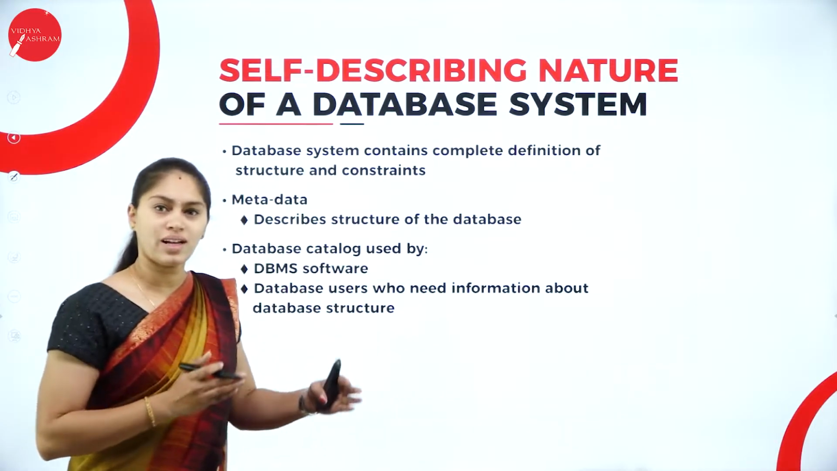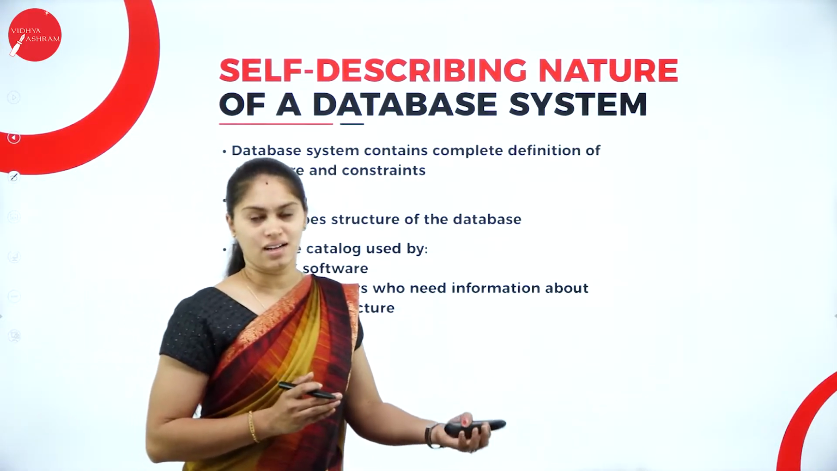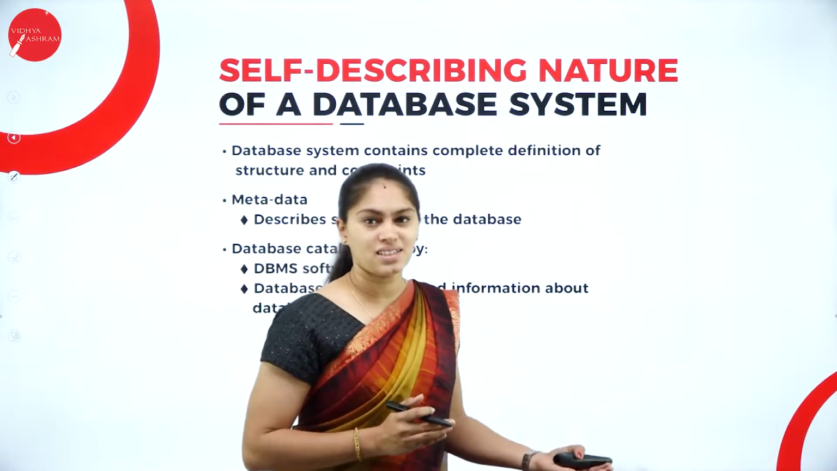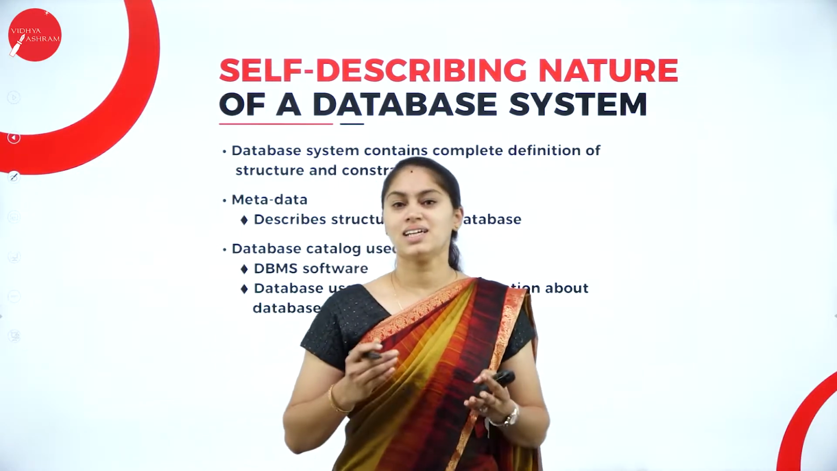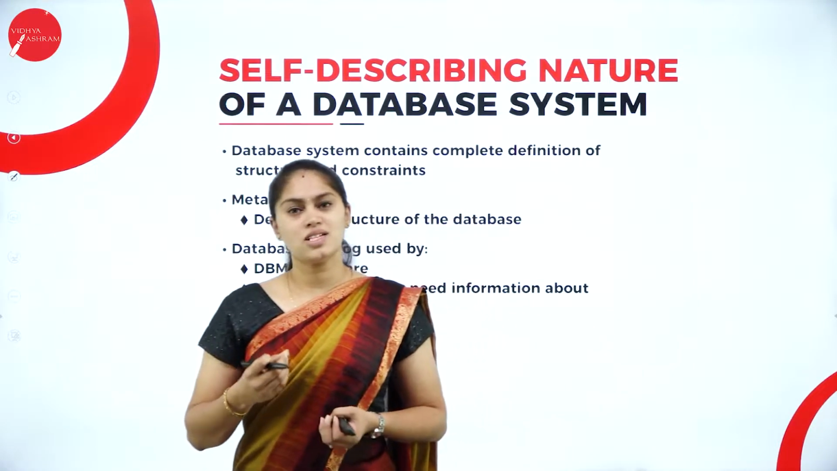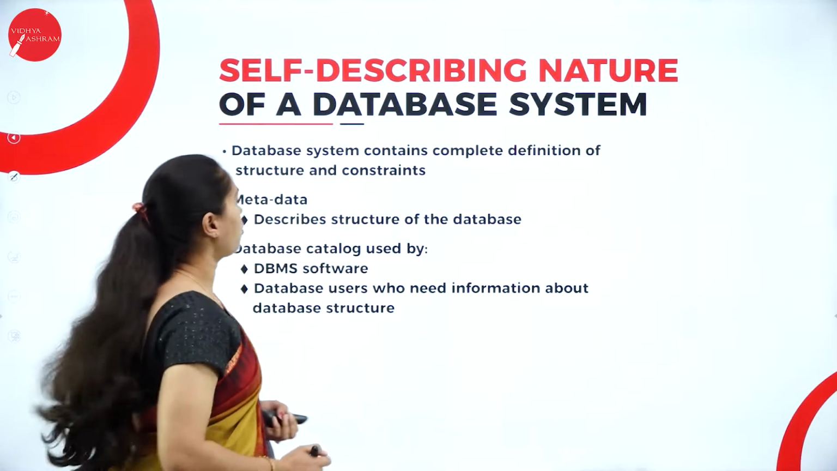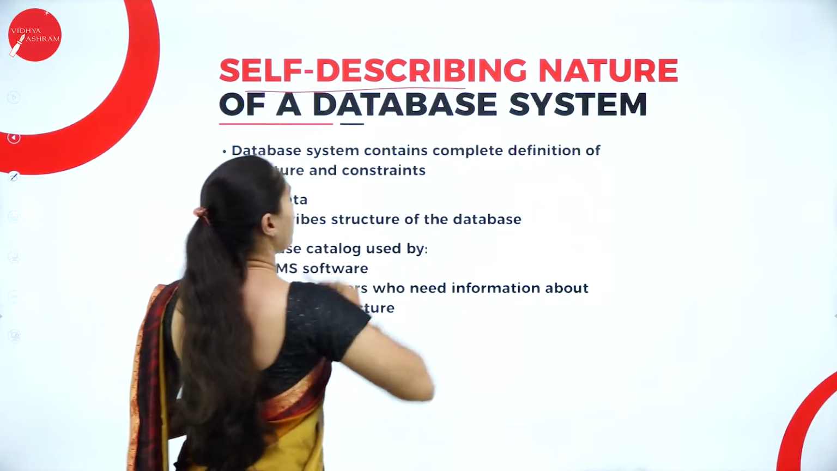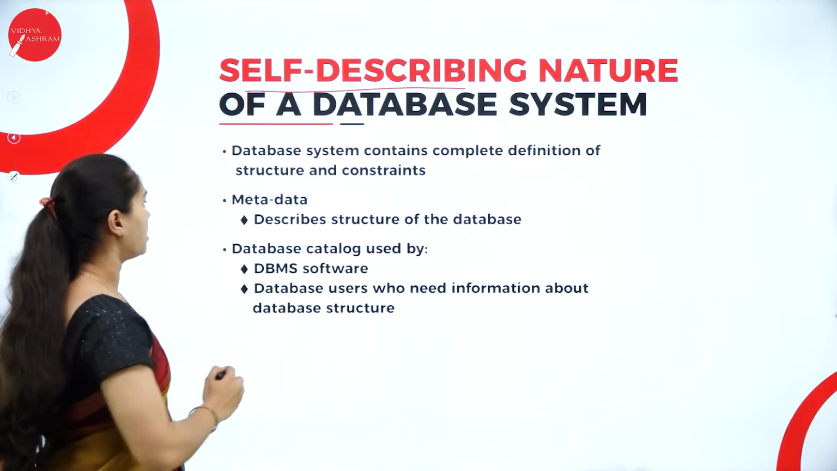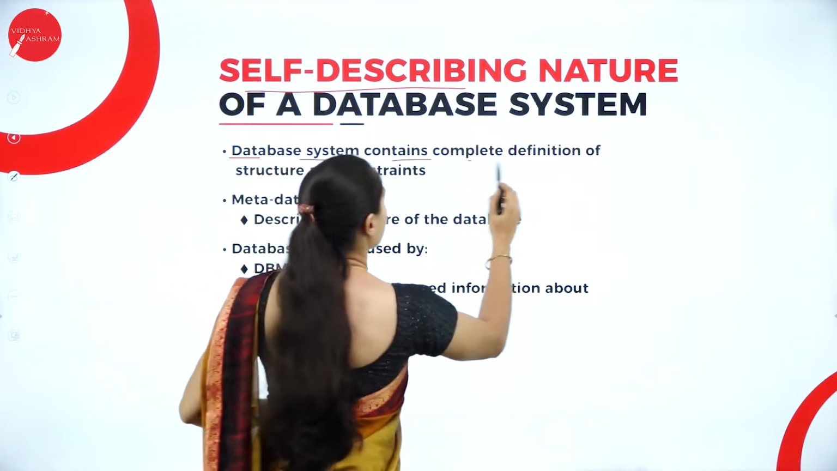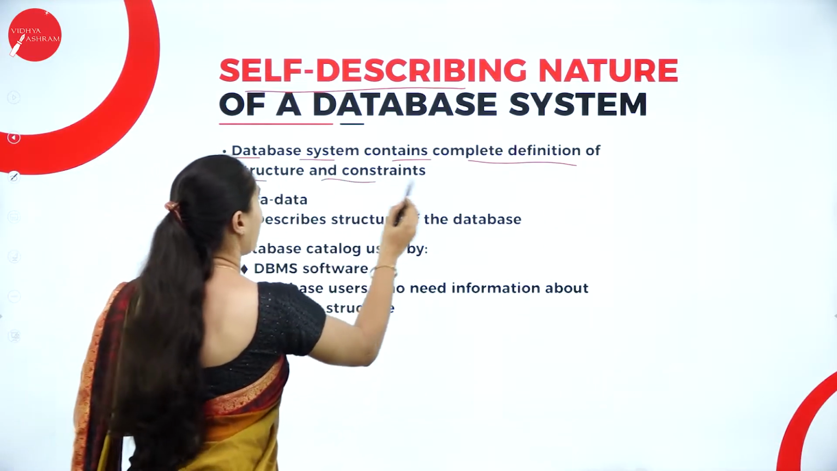So that is also considered as what? Metadata. Data about another data is called metadata. In the same way, a database also has the ability to describe itself. That is what we are going to call a self-describing nature. Okay, so here the database system contains a complete definition of structure and constraint.